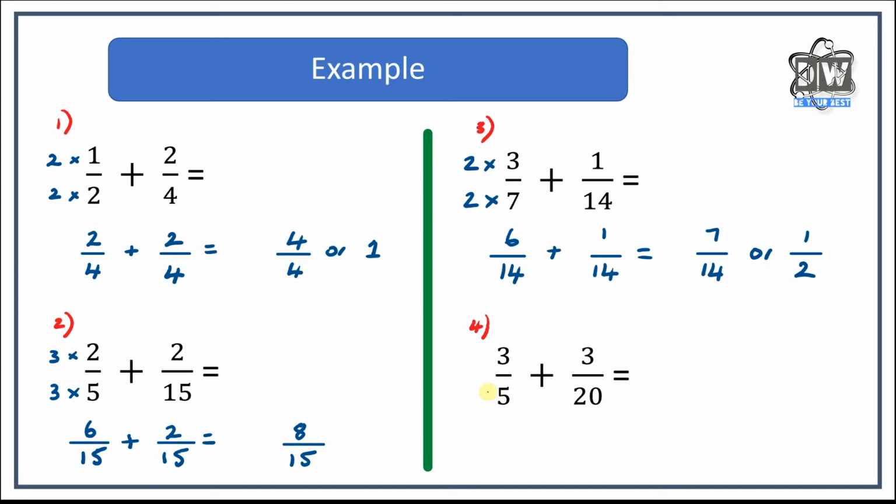So what are we going to times this 5 by? Well, we're going to times it by 4 to make it into a 20. Whatever we do to the bottom, we must do to the top. And we end up with 12 over 20 plus 3 over 20. And we're going to add those together and we're going to get 15 over 20. And that can be cancelled down, can't it? To 3 over 4. Hopefully you got that one bang on.